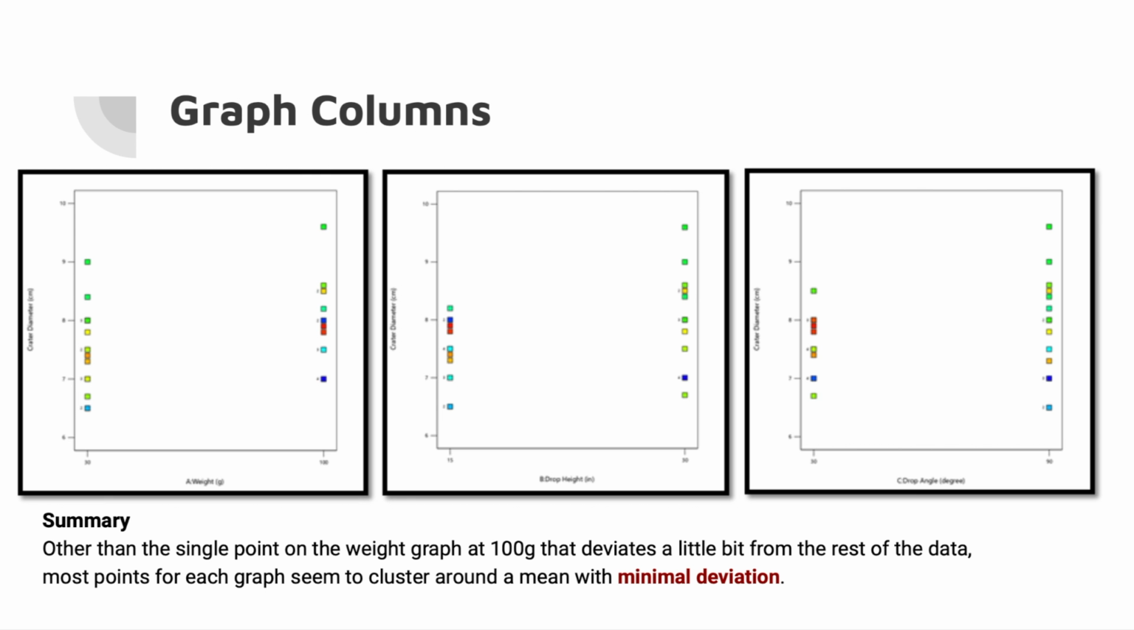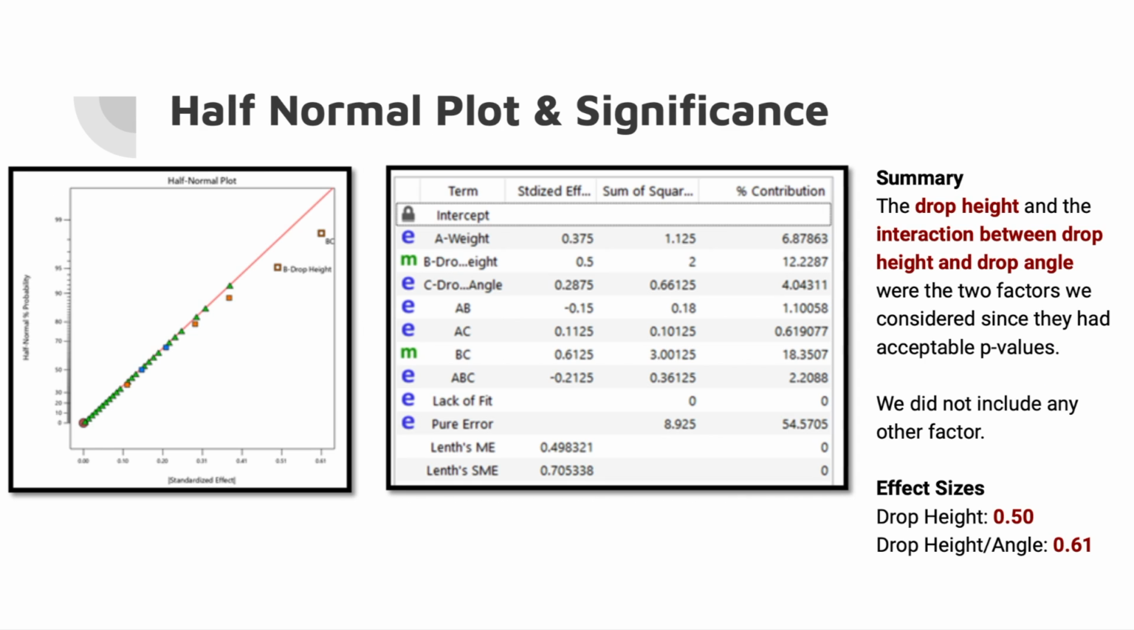All 3 of these scatter plots look good. The first one on the far left has a point at 100 grams that looks like it's a little bit far away from the rest of the data, but most of these points cluster around their respective means. The most significant factors are the drop height with a standardized effect of 0.5 and the interaction between drop height and drop angle with a standardized effect of 0.61.